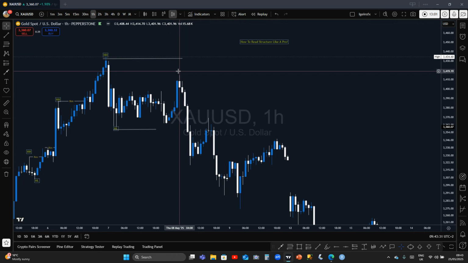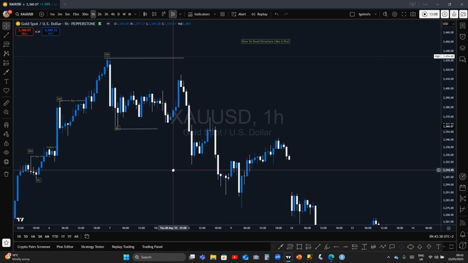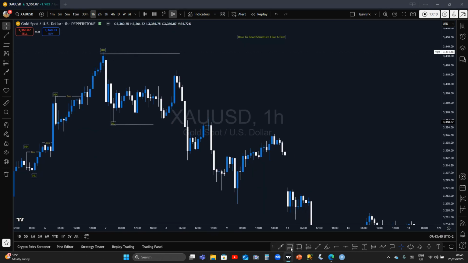Now you see, it created another lower high. Sorry. It created another lower high. See, look at what happened. It created a lower high.